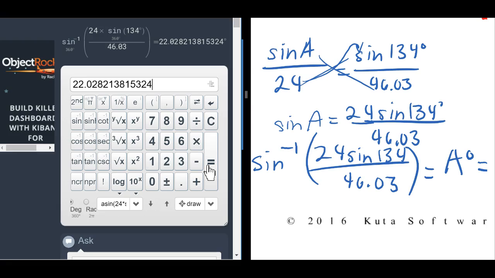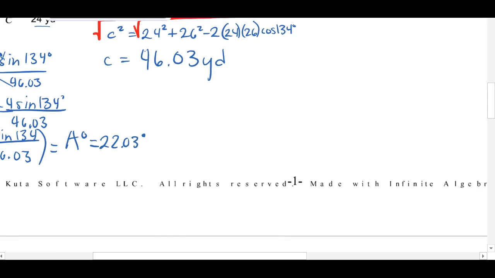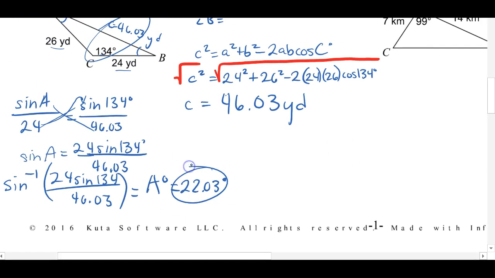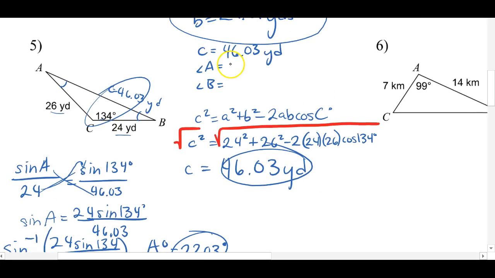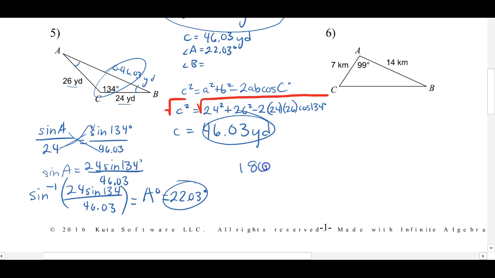22.02. So my angle is, oh, and let's see, that 8 is actually going to make my 2 round up to 3. So 22.03 degrees. Okay, so now there's my first angle. Now I just need one more angle, and that's B. And I can simply find that just by finding the difference of 180 minus the other two angles, 134 plus 22.03.